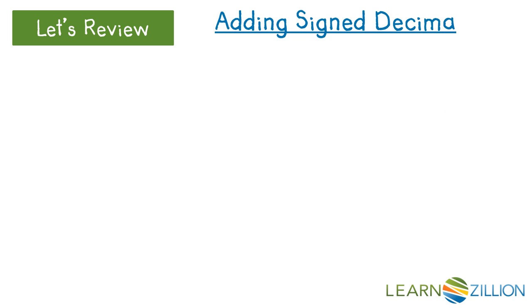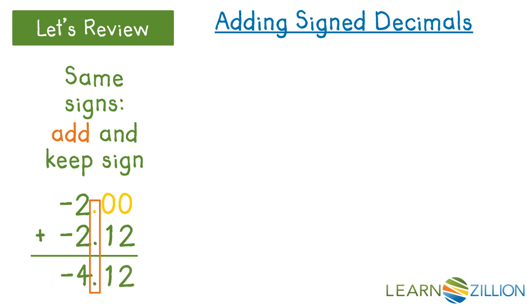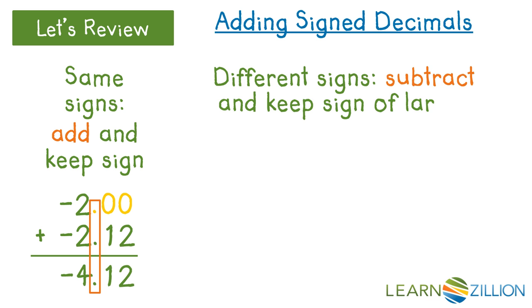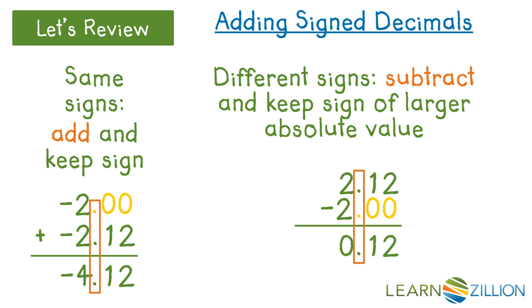Adding signed decimals is just like adding integers in terms of the signs. If both numbers have the same signs, you add the two values and keep the sign. If one number is positive and one is negative, you will subtract the two values and keep the sign of the larger absolute value. Again, remember to keep the decimal points lined up and add zeros as placeholders where necessary.